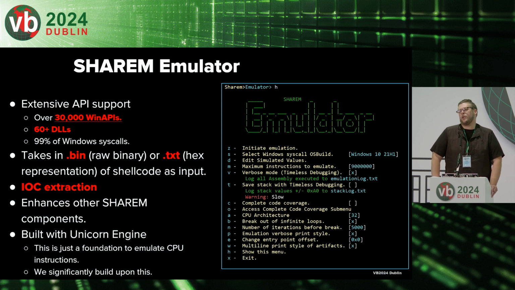And so how it will work is you can take a raw binary hex file, a bin file, or a text ASCII representation and use that as your input, either one, and we can let it emulate and do its thing, extract IOCs, and really gain a wealth of different types of results that we'll be exploring shortly. So it is built upon the Unicorn engine, and all that really does here is just to provide a foundation to emulate the CPU instructions.